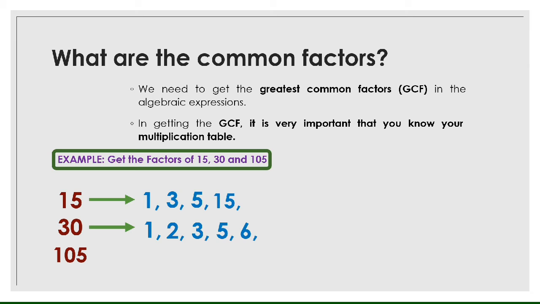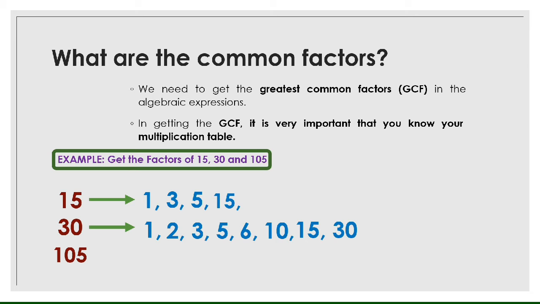And we also have 6 because 30 divided by 6 is equal to 5. We also have 10 because 30 divided by 10 is equal to 3. And we also have 15 because 30 divided by 15 is equal to 2. And we also have 30 because 30 divided by 30 is equal to 1.